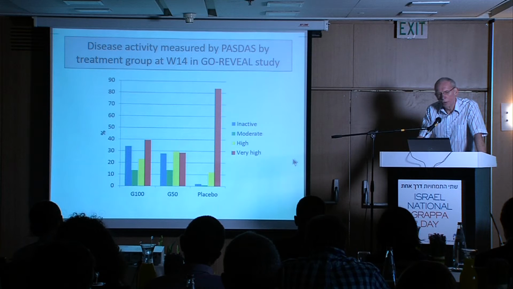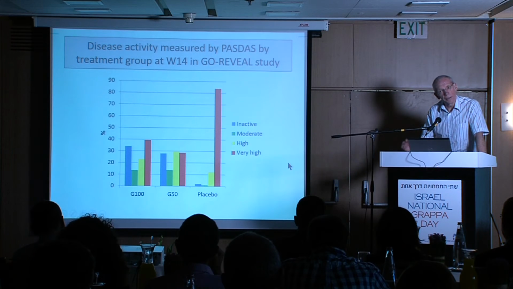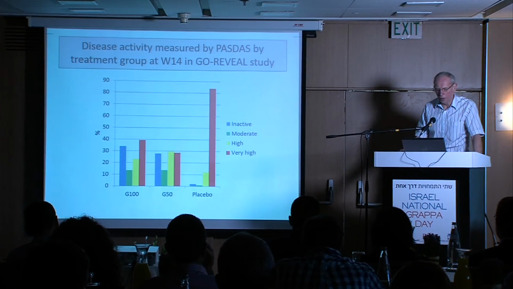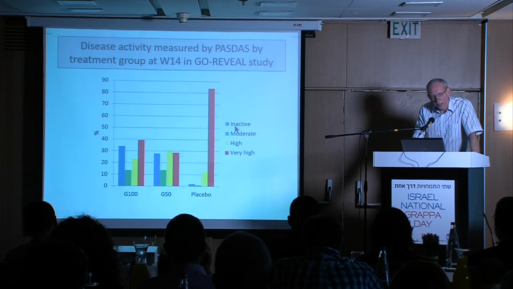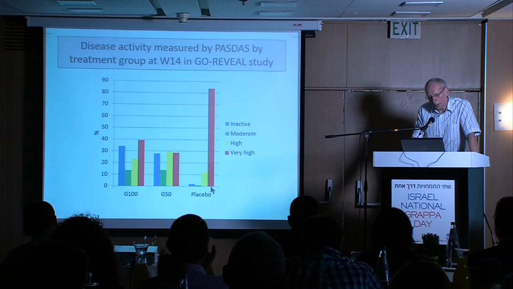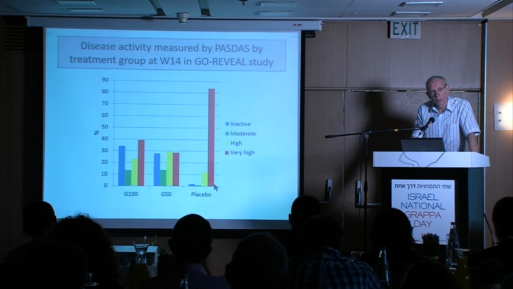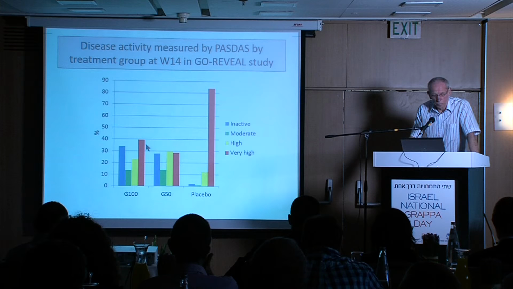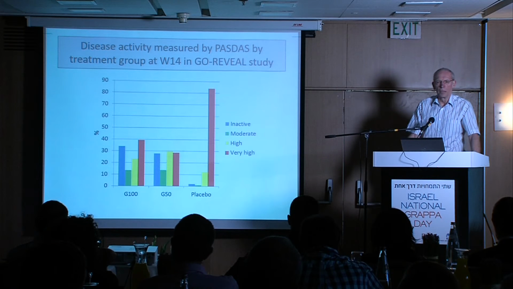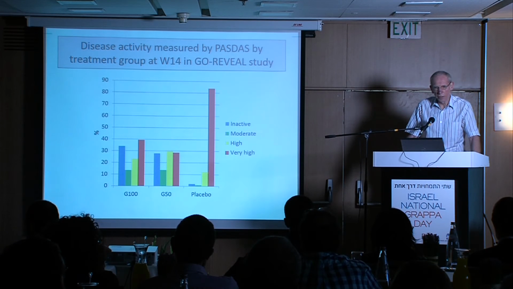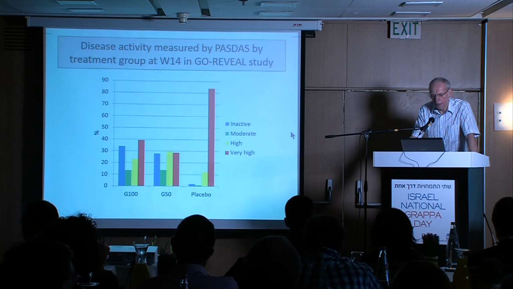And the red bars are those people in very high disease activity by the cut-offs that were defined, and the blue, those who are in inactive disease. And you can see that in the placebo group, the majority of patients were in high or very high disease activity still at 14 weeks. Whereas in the 2 treatment groups, there were some in high and very high, but there were a lot more in inactive and moderate disease activity. So this is a process of validation of these new disease activity indices.